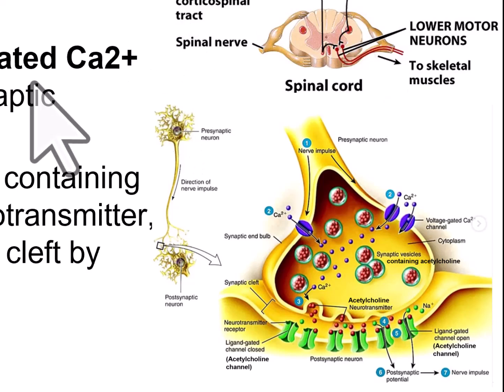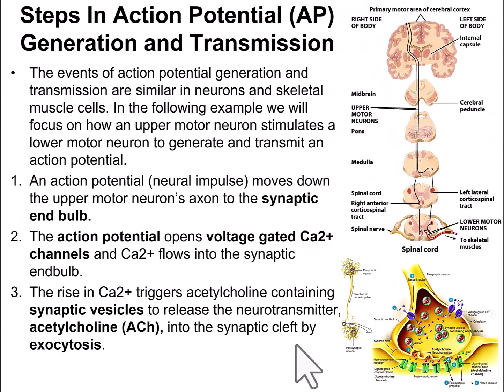Well, this action potential is going to open up voltage-gated calcium channels. Remember, when you're talking about action potentials, it's sodium moving in through voltage-gated sodium channels and potassium moving out through voltage-gated potassium channels. Well, that sodium moving in is going to depolarize that membrane, positive 30 millivolts. And when it does that, that's the voltage that opens up voltage-gated calcium channels, and then calcium comes into the synaptic end bulb. Well, the rise in calcium triggers acetylcholine-containing synaptic vesicles to release the neurotransmitter acetylcholine into the synaptic cleft by the process of exocytosis.